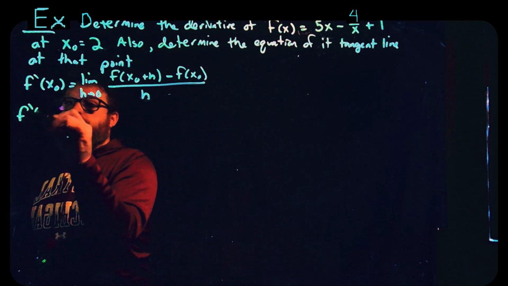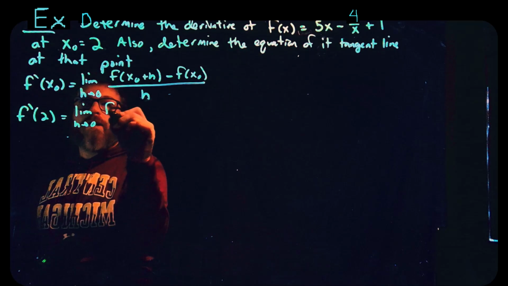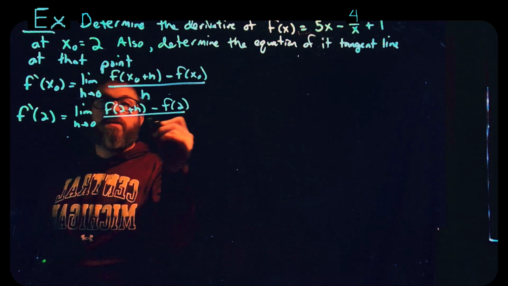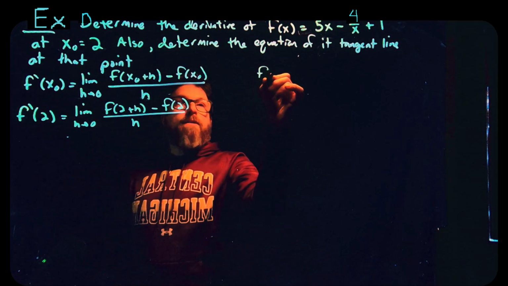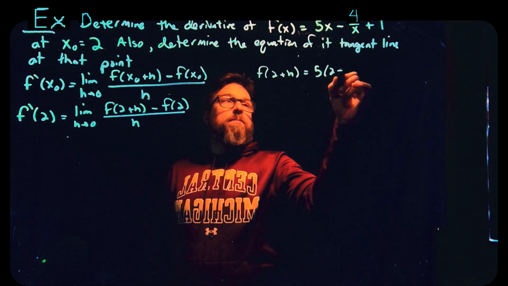This is f prime at 2, which is going to be the limit as h approaches 0 of f of 2 plus h minus f of 2 all over h. So our f of 2 plus h: everywhere there's an x, there's now a 2 plus h.